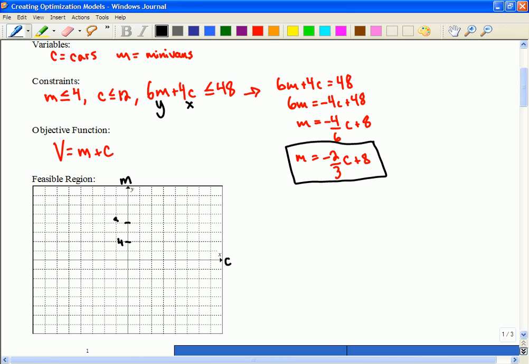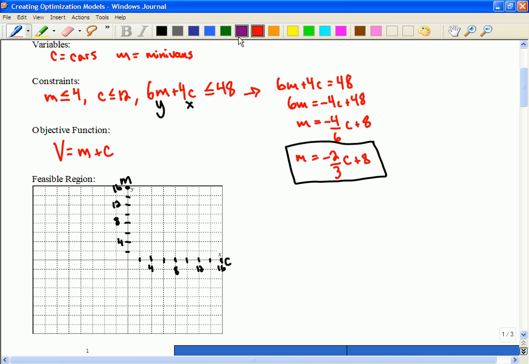So this would be 4, 8, 12, and then 16. I'm just trying to make sure everything will fit in this picture, so the scale I'm going to use is each tick mark is worth 2. Okay, so let's put in our functions.